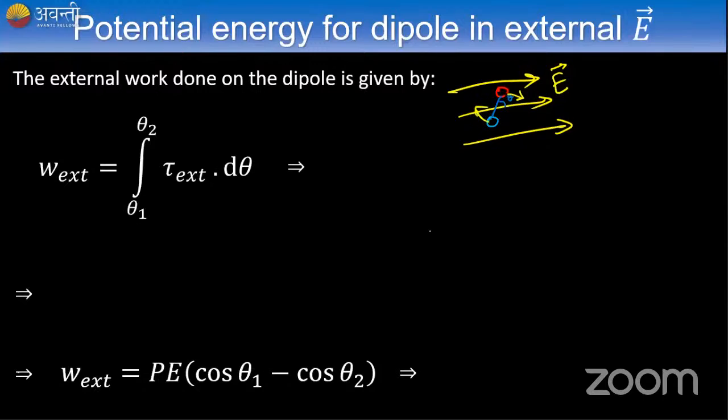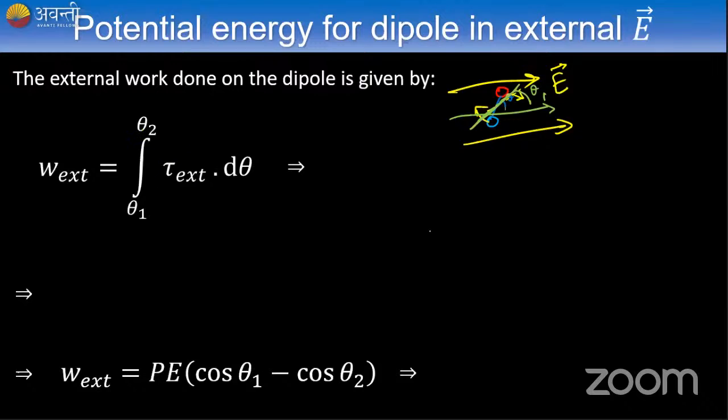Now, consider it rotated to some angle theta. Consider this dipole made an angle theta with the horizontal, an additional angle theta 1. Now it made an angle theta 2. Let's consider this as theta 1 only. Now I have to bring this dipole from the theta 1 position to the initial position theta 2. I have to do some external work, so that is given by W external equal to the integral from theta 1 to theta 2 with how much magnitude?